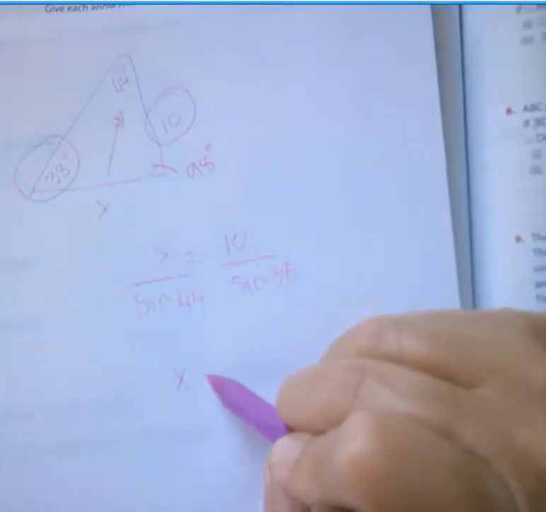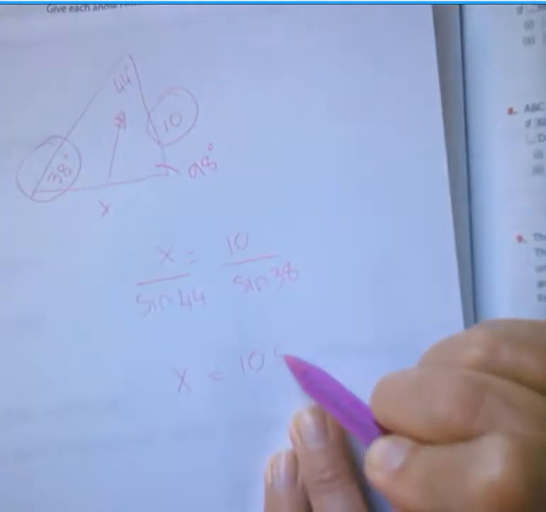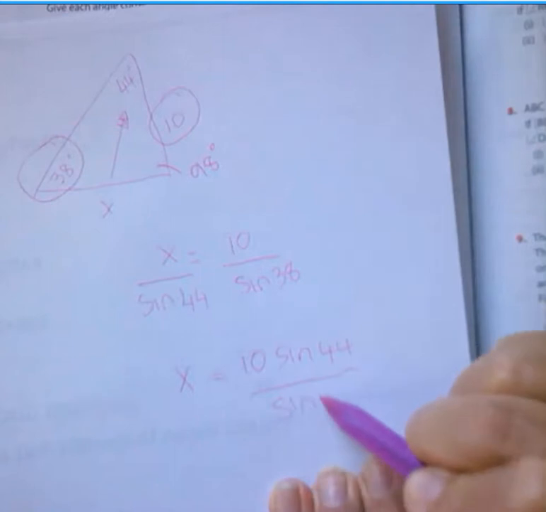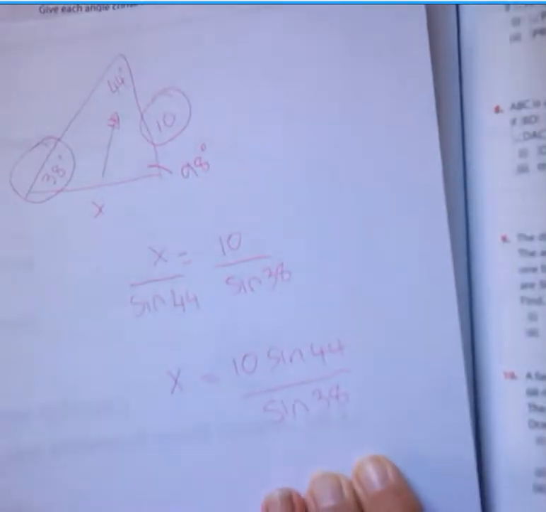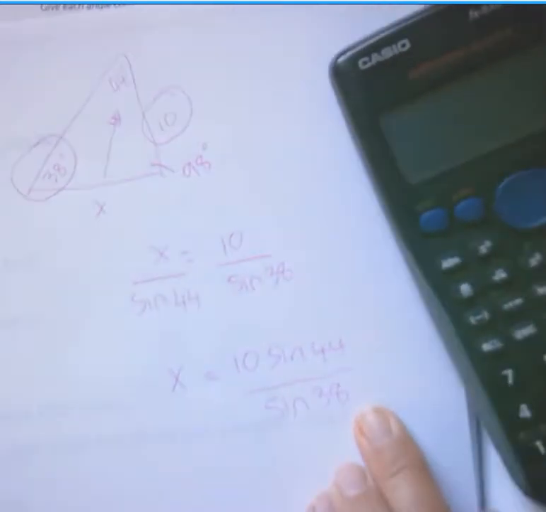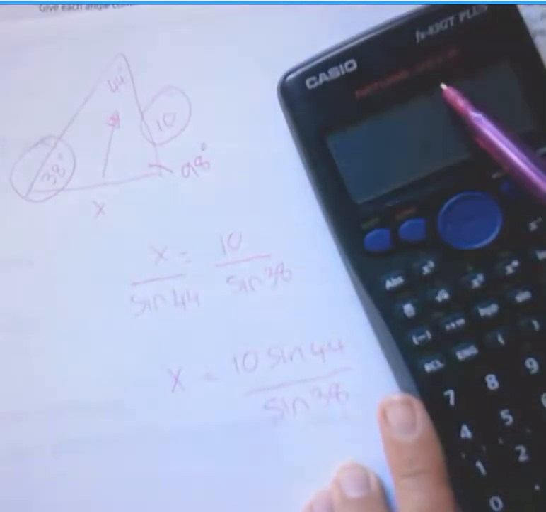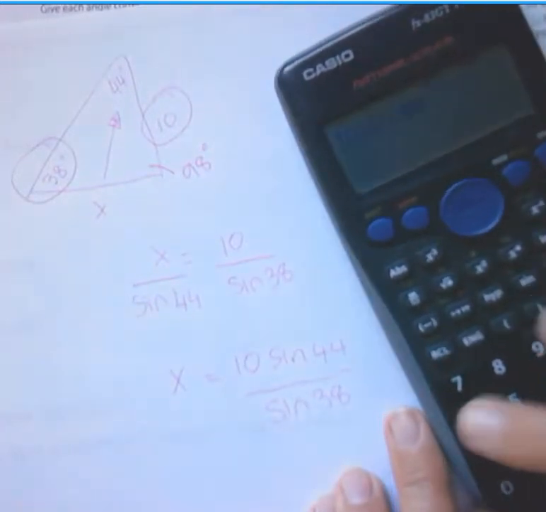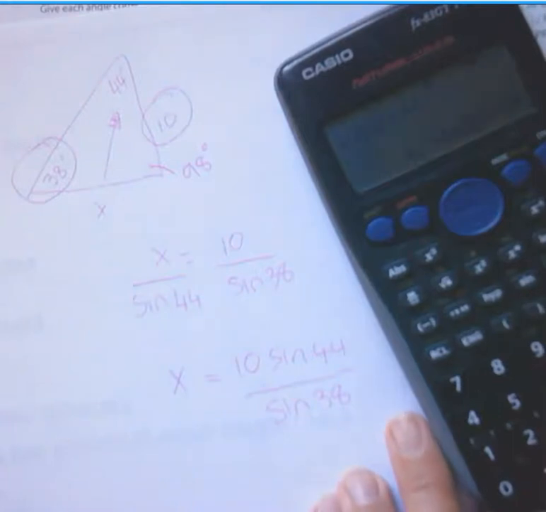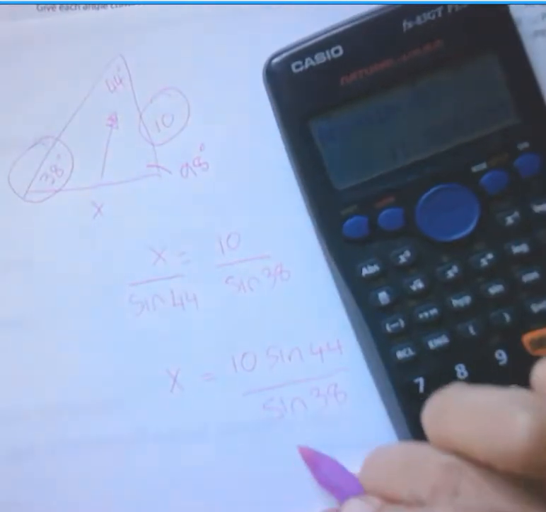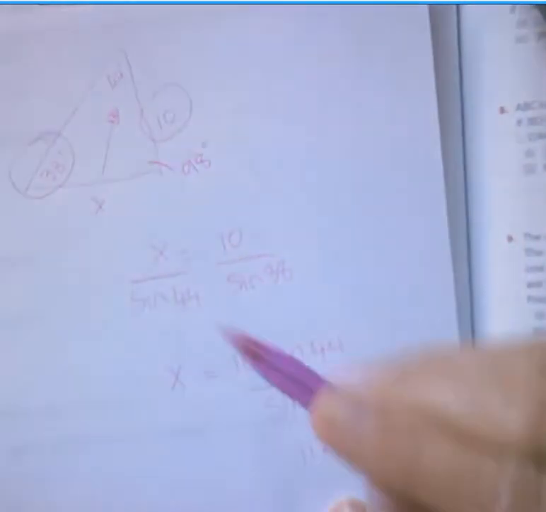So x is equal to 10 sine 44 divided by sine 38. When you have it in this form, take out the calculator, make sure the calculator is in D, and type in 10 sine 44 close bracket equals, divided by sine 38 close your bracket equals, and you get 11.28.